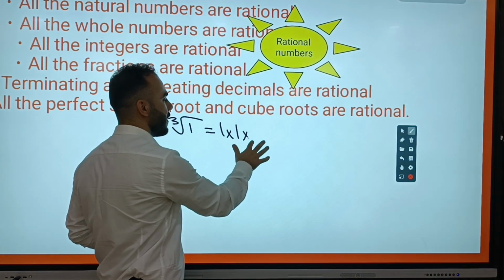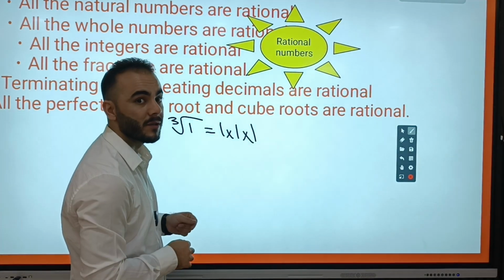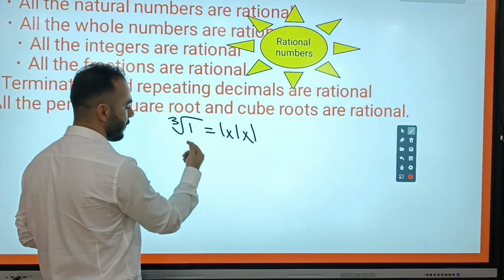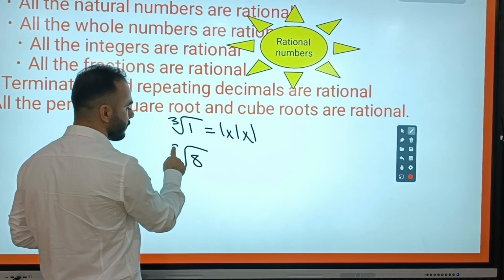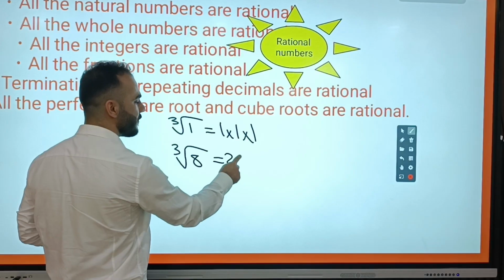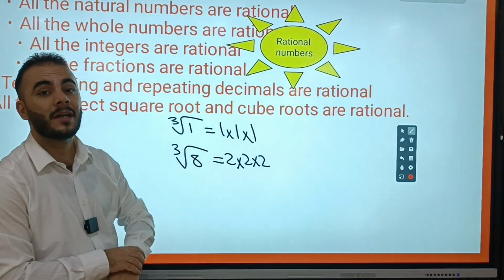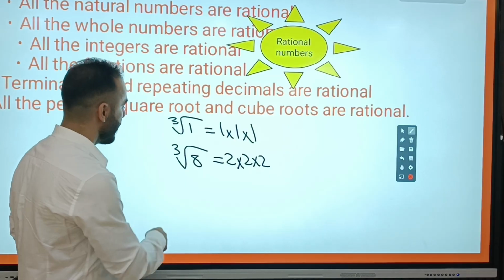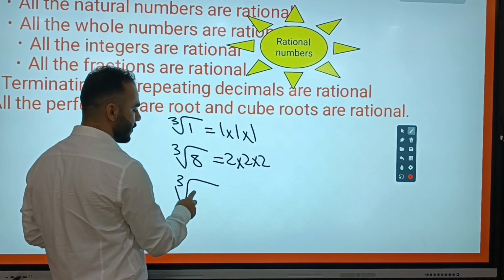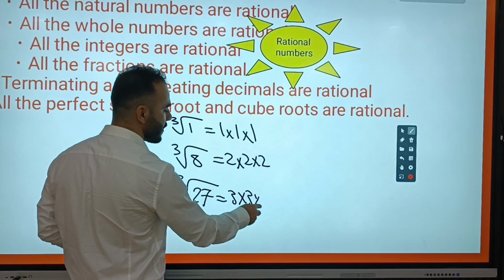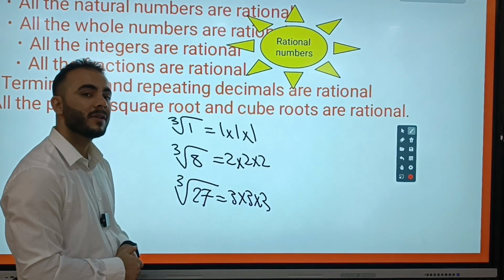Okay, 1 times 1 times 1. So we are going to have 1. Therefore, cube root of 1 equals 1. Cube root of 8 equals 2. Why? Because if you multiply 2 three times by itself, you are going to reach 8. Okay, how about cube root of the next number, which is 27? Well, it's equal to 3 times 3 times 3. You are going to reach 27.